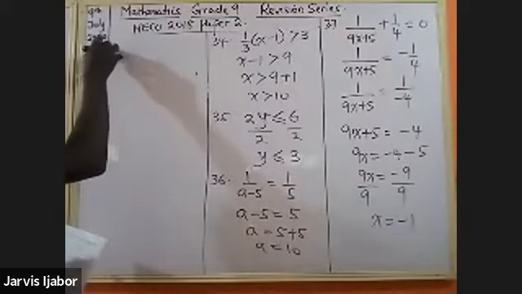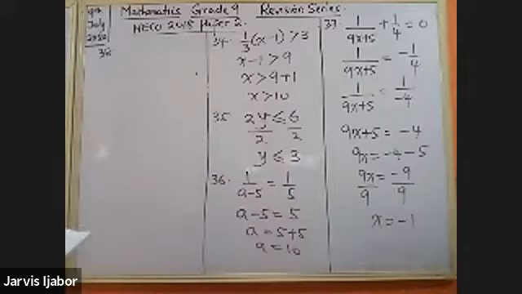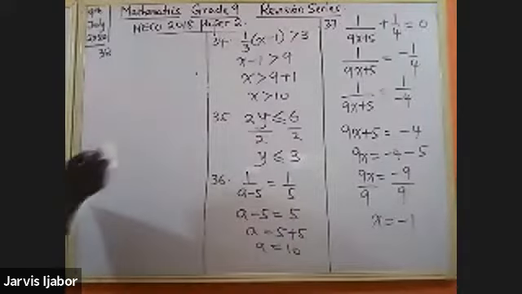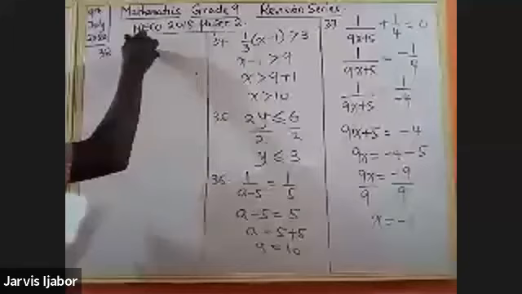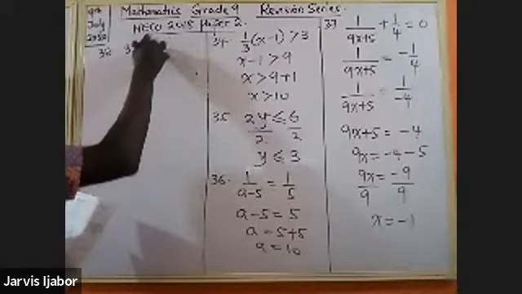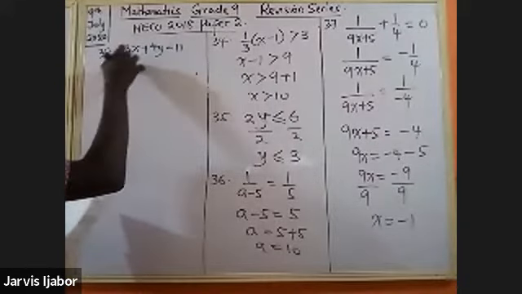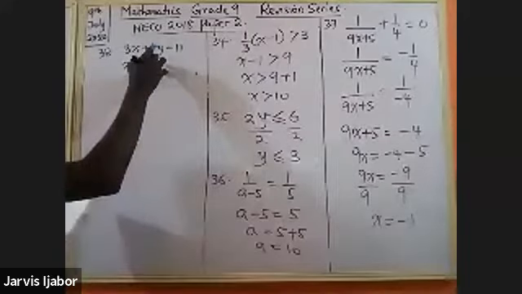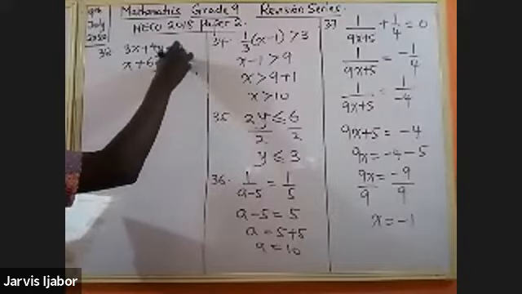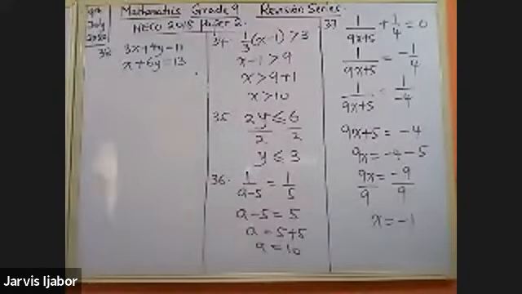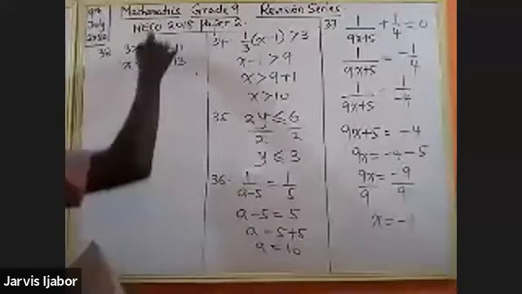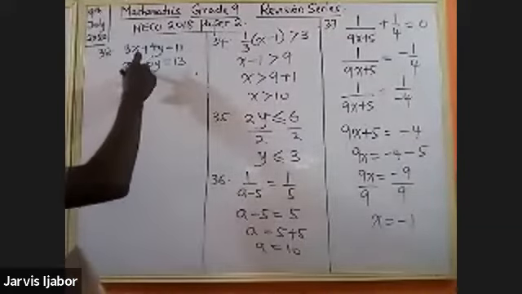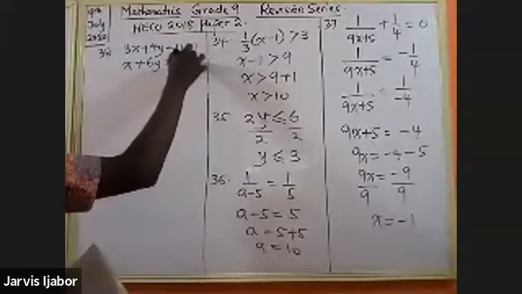Let's go to 38. What's 38 say? In 38, it says solve the simultaneous equation. What are the equations? 3x plus 4y equal to 11, and what? x plus 6y equal to 13. So what can you do here? I want to eliminate x. Look for which one gives you the least LCM. This is 12, this is 3. So times 1, times 3.